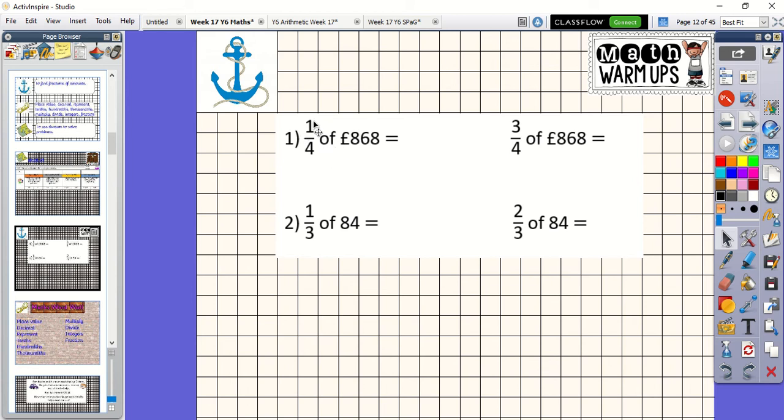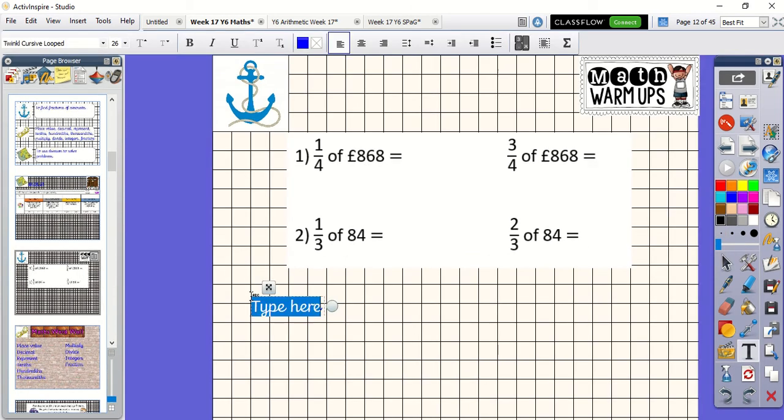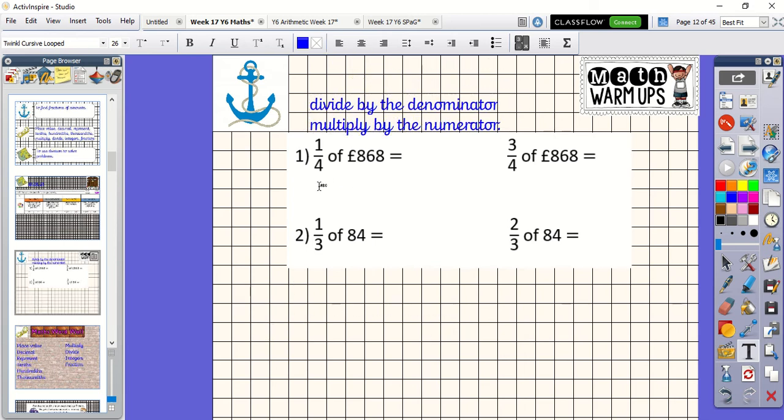Now, question 1 asks us to find a quarter of £868. Now, if we can remember, to find a fraction of an amount, we need to divide by the denominator and then multiply by the numerator. Okay, so if we use that to help us today. Now you should know that 4 is obviously a quarter, and to work out a quarter you can halve the number, then halve the number again. So that would help us nice and easy today with this question here.